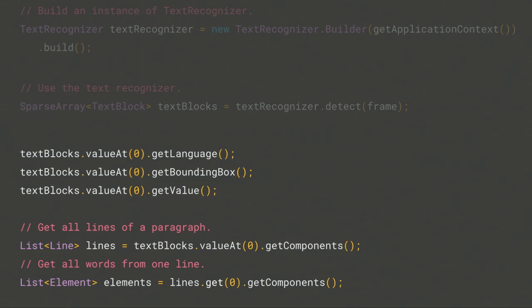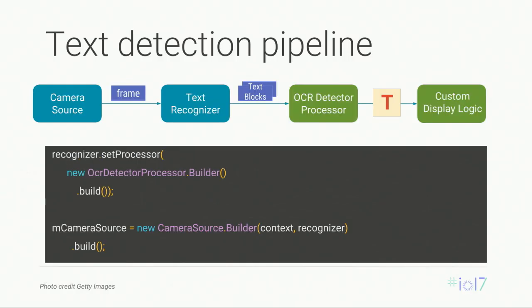You can call the getComponents method on a text block, which is a paragraph, to get the lines in the paragraph. And you can call the same method on a line to get all the words inside the line. Same as our other two APIs, the Text API also supports video analysis. The pipeline is the same, so I'll just skip this slide to save your time.